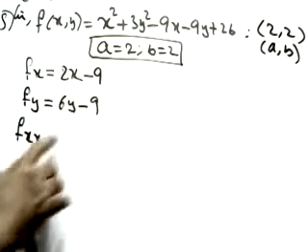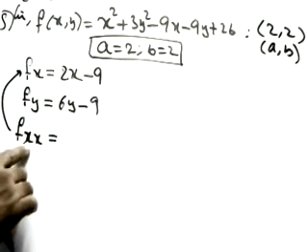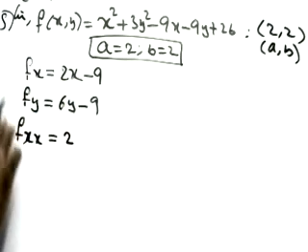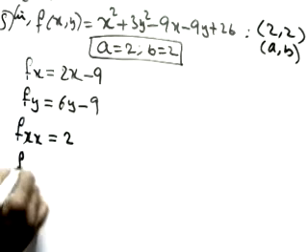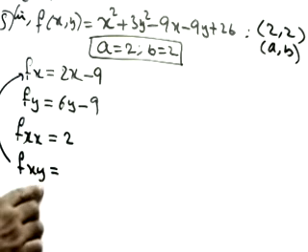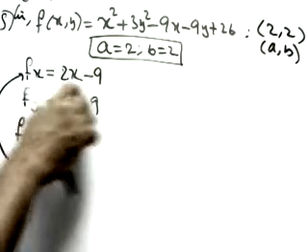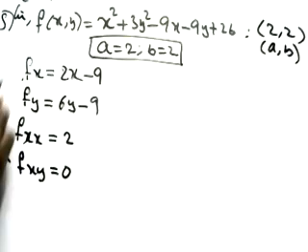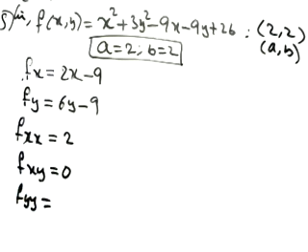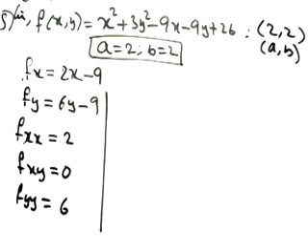Now fxx: again the differentiation of fx with respect to x. d by dx of x is 1, 1 into 2 is 2. Then fxy equals the differentiation of fx with respect to y. We don't have y here, so it is 0. Now one more, fyy: the differentiation of fy with respect to y, this is 6.